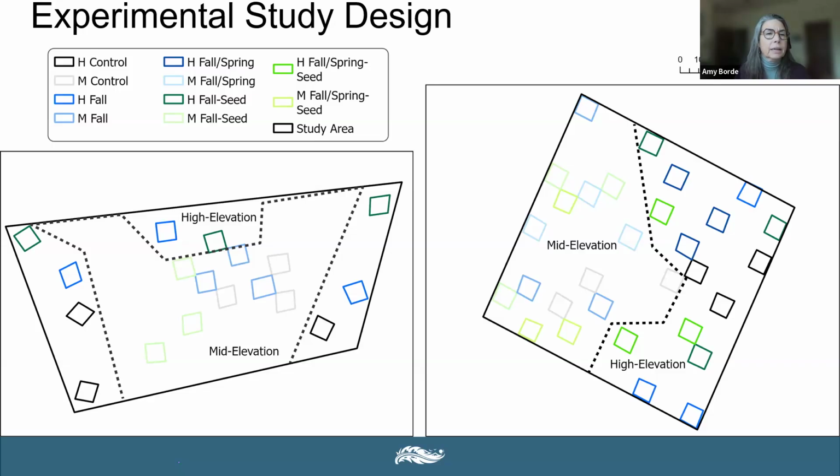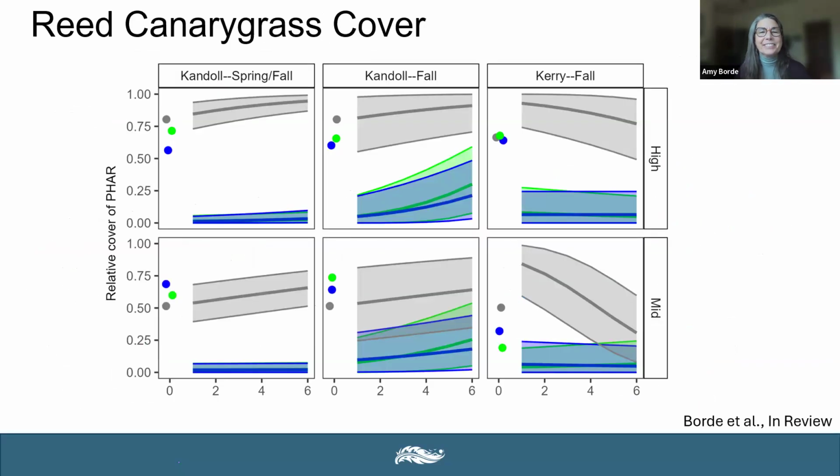And we decided to implement this at two different elevations: the mid-marsh elevation, where reed canary grass is not quite as competitive, and the high marsh elevation, where it really tends to be dominant. I'm not going to go into a lot of detail about the study itself and will go right to the results that we found after 6 years of monitoring the vegetation every year during the peak of the growing season.